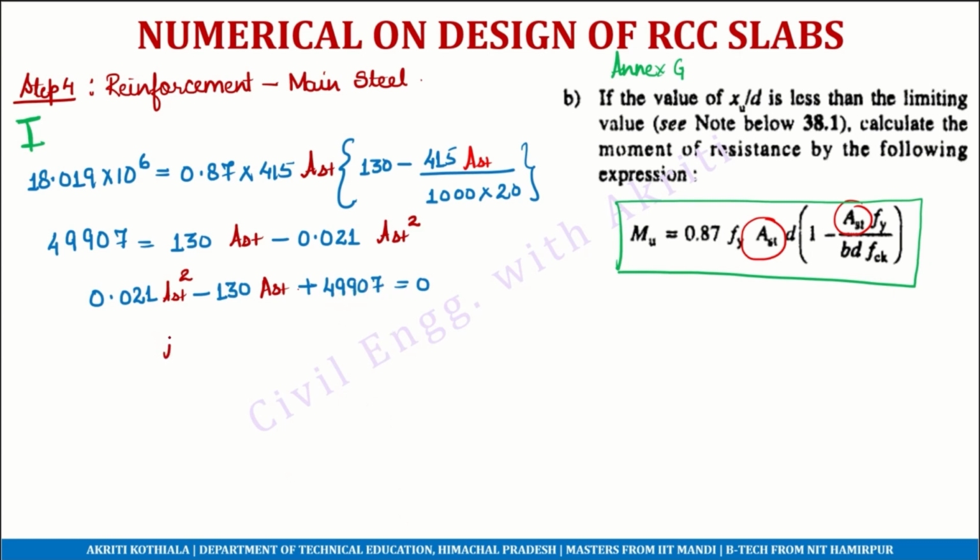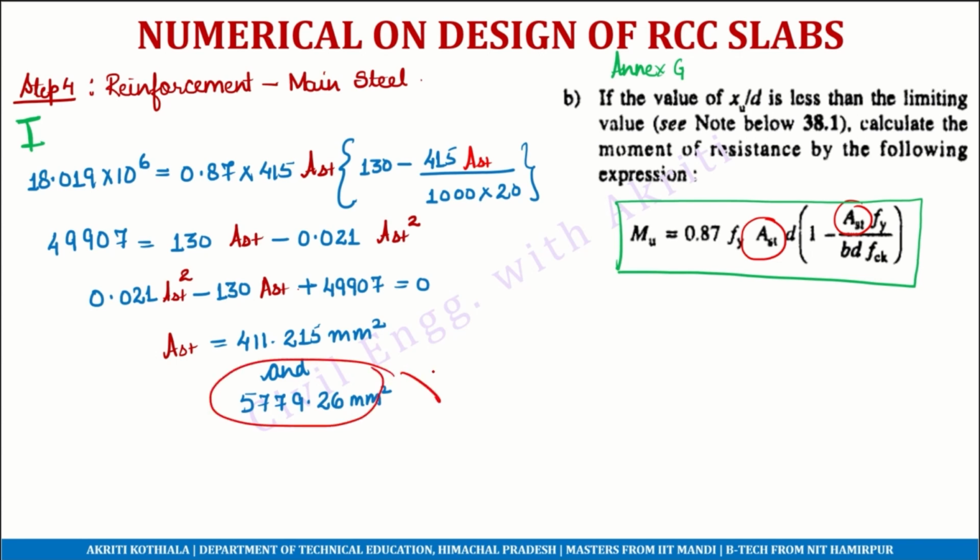We can solve this equation using the calculator or however you like and obtain the value of Ast equal to 411 millimeters square and 5779.26 millimeters square. Because this value is too high for a slab, it will be disregarded and we'll consider the value of Ast equal to 411.215. This is the required area of main steel. So we have to provide a value equal to or slightly higher than this value. We cannot go lower than this value. So this is the required Ast.